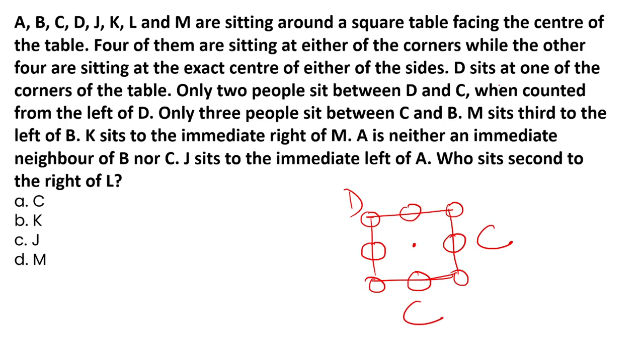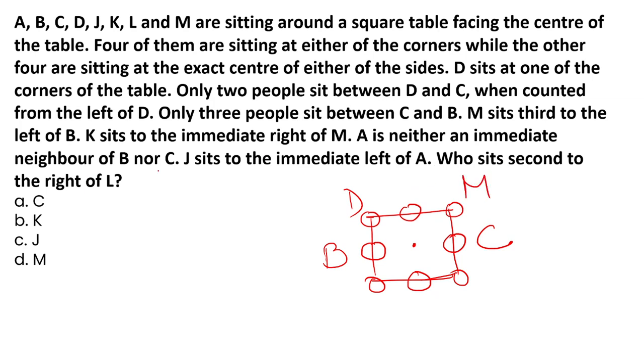When counted from the left of D, so left of D, C is at this place. Only three people sit between C and B. So three people sit between C and B, so B will be here. M sits third to the left of B. Third to the left of B, so one, two, three. This is the third, so M is here.